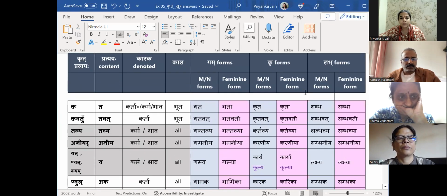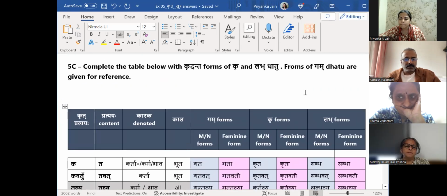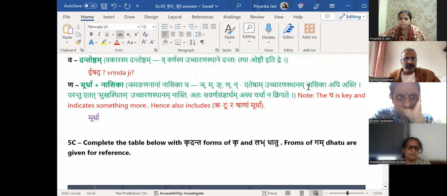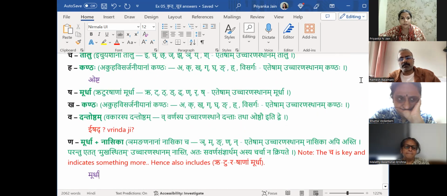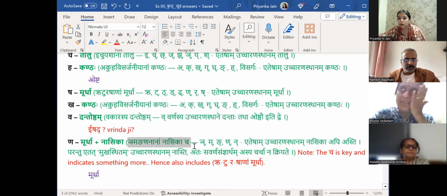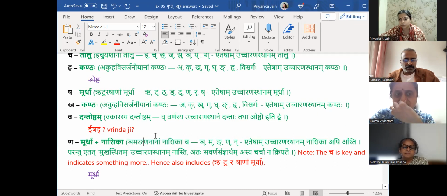So do we again say Nasika as place of pronunciation? Technically, when you're going to say na, the nose has to be used, right? And considering that in Ashtadhyayi, we have this Nyamagananam Nasika. This comes under all these where we say Akuha Visarjaniyanam. So this is a part of all those statements itself.